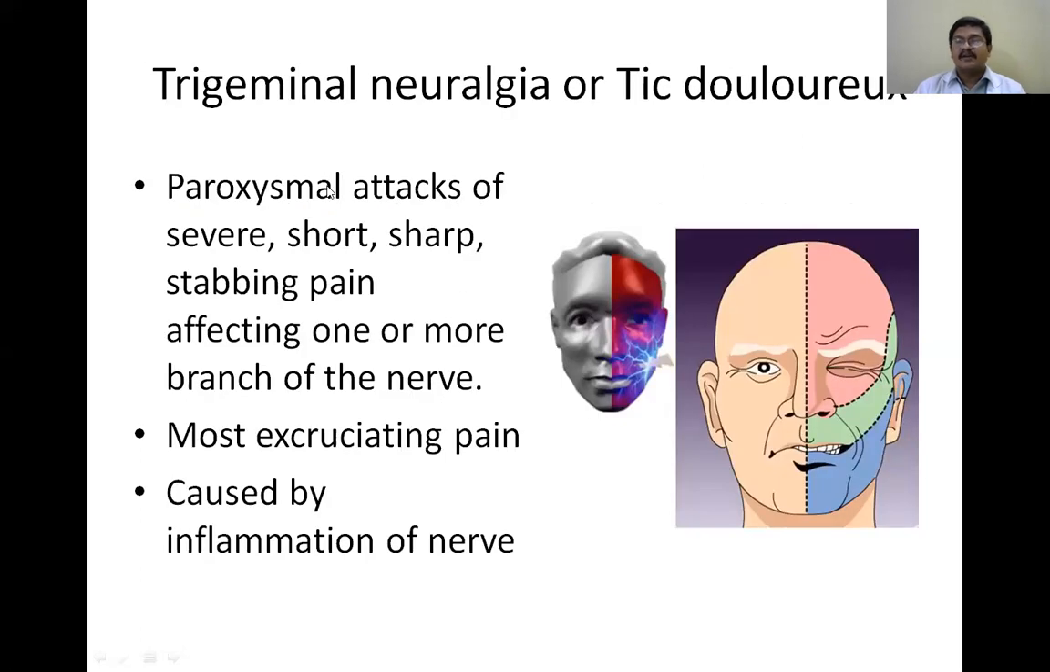What is trigeminal neuralgia? It is a paroxysmal attack of severe, sharp, shooting pain affecting the fifth cranial nerve. It is a most excruciating pain caused by inflammation of the trigeminal nerve, most probably infection by herpes. Whenever you have a herpes infection, the virus in the Gasserian ganglion becomes dormant.